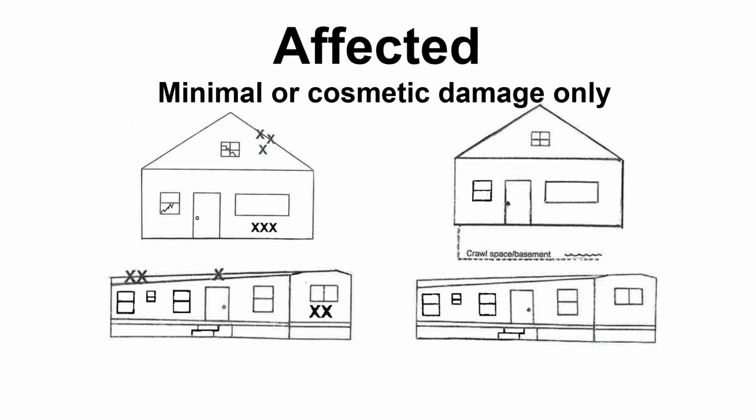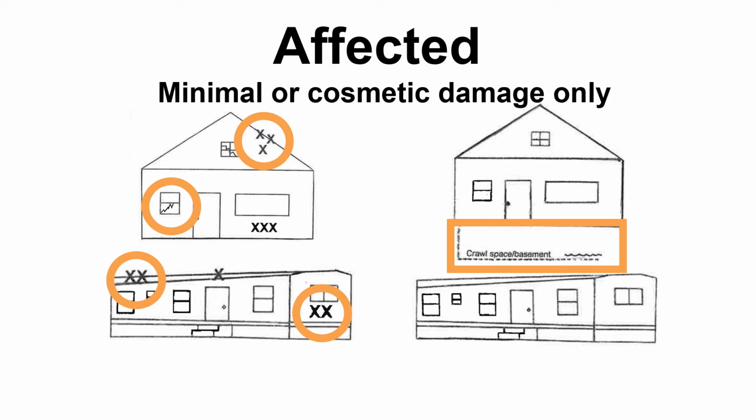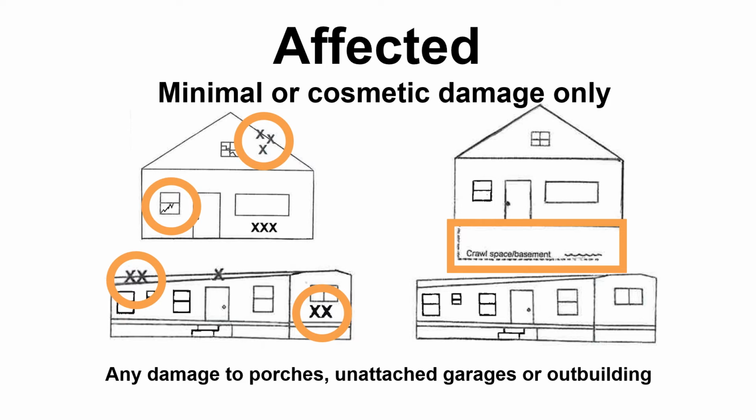When looking at a single-family home, affected damage would include some missing shingles, dents in the siding, or cracked windows. For flooding, non-essential living spaces, such as the crawl space or basement, regardless of whether it is finished, would be categorized as affected. When looking at mobile homes, any damage from wind or flooding would not affect whether someone could live in it. Examples of damage would include some minor dents to the roof or siding. Remember, no matter how extensive the damage, any damage to porches, unattached garages, or outbuildings will only be categorized as affected.